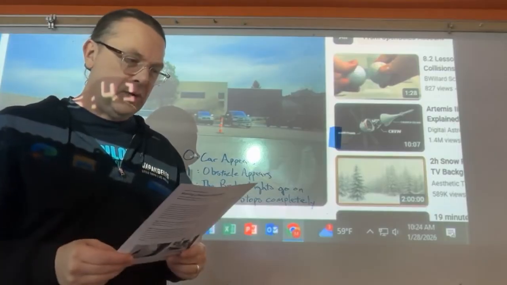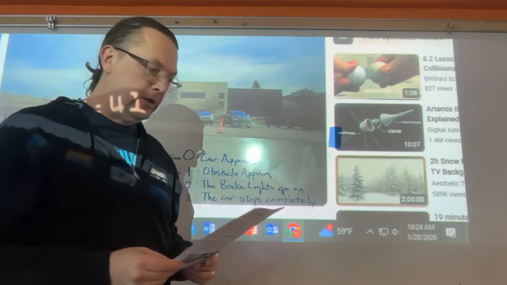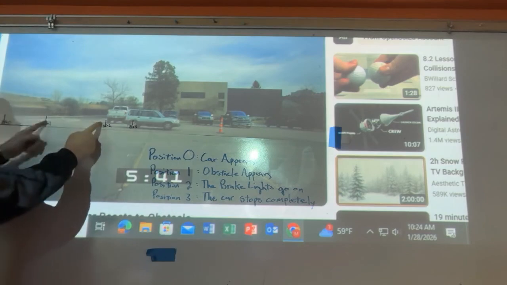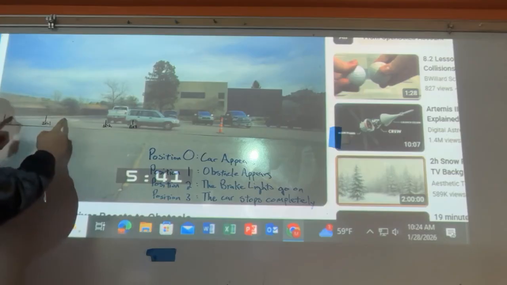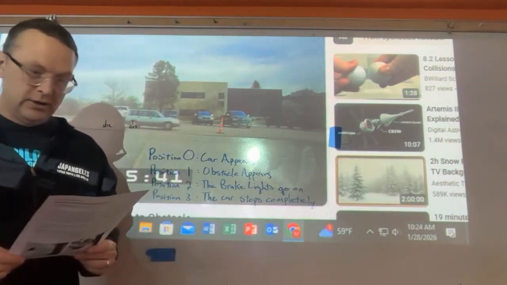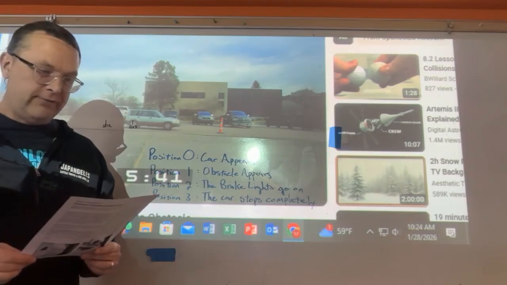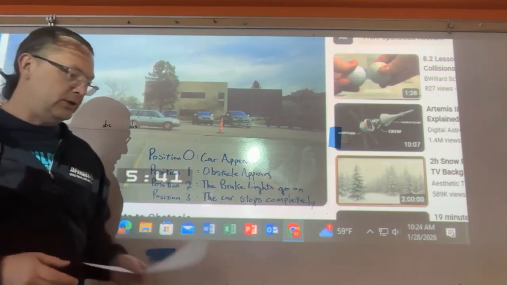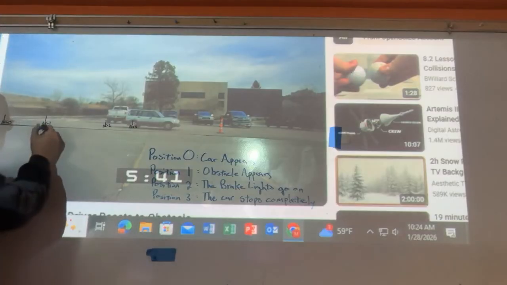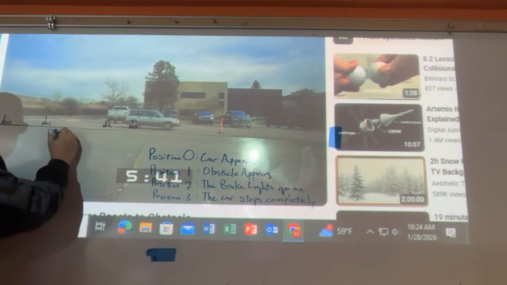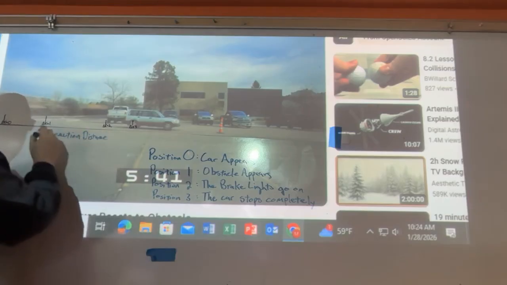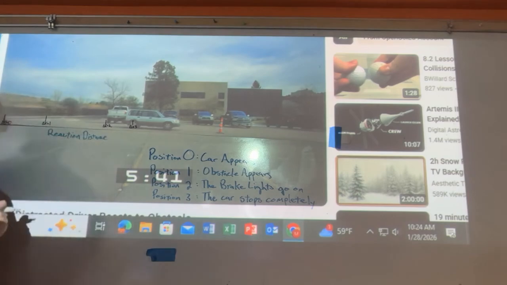Now, what happens to the car during this interval of time? Correct. That's when the driver reacts to seeing the obstacle. So let's call it the reaction distance, from position 1 to position 2.